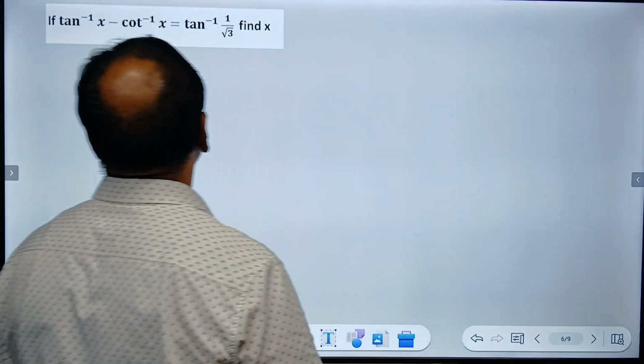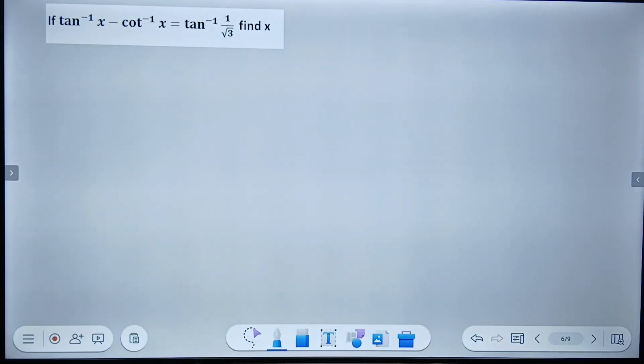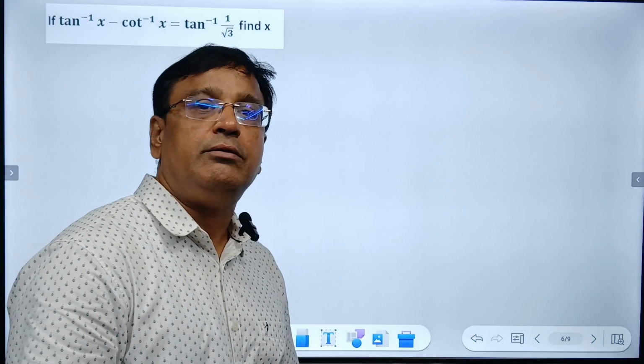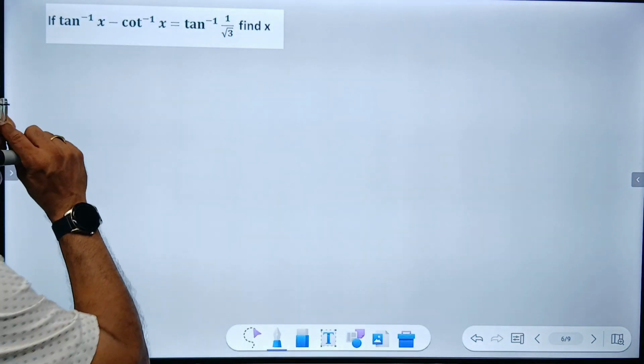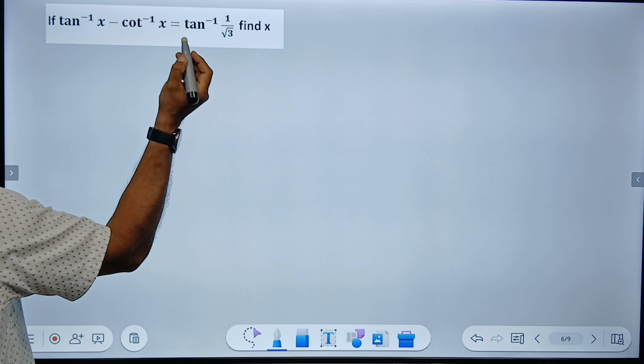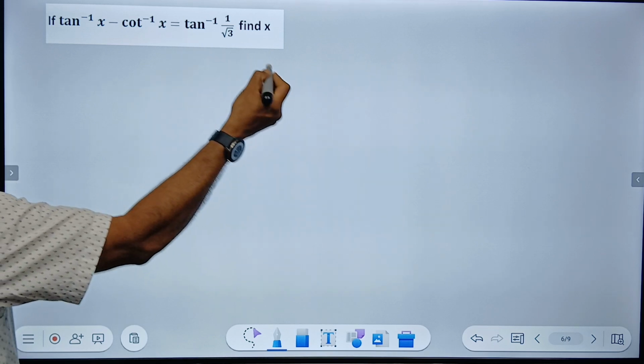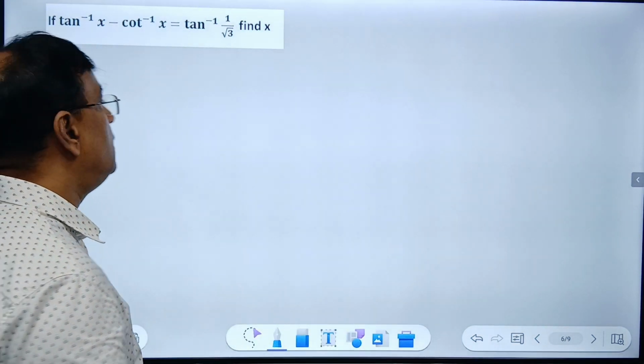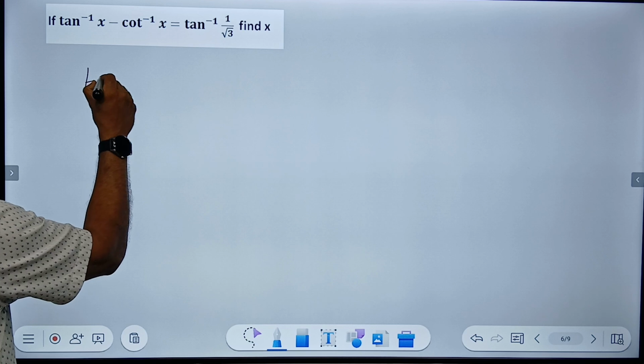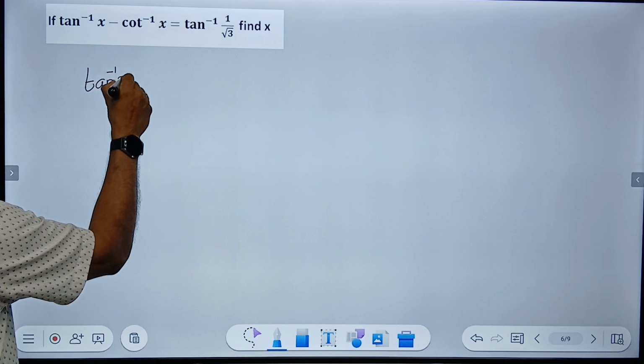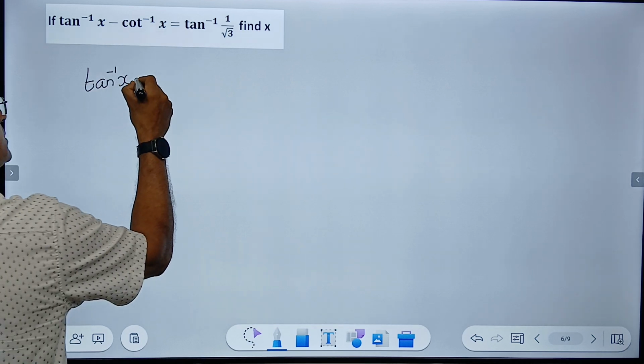Let's go to the next question. I want to find the value of x. Tan inverse of x minus cot inverse of x is equal to tan inverse of 1 by root 3. Once again, it's not complicated. Some people will say finding x type of questions is not there. It is very much possible for us to do with whatever portion CBSE has given us.